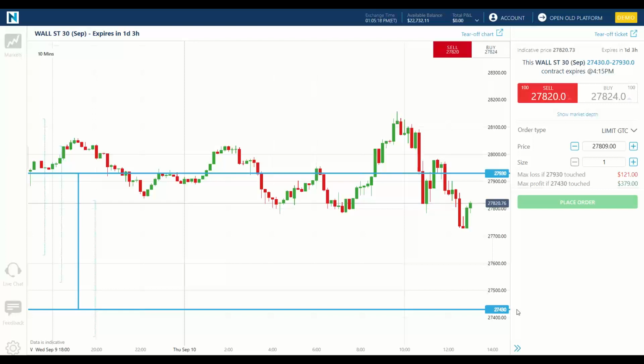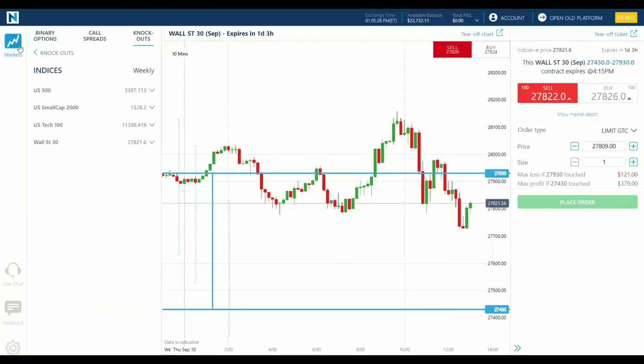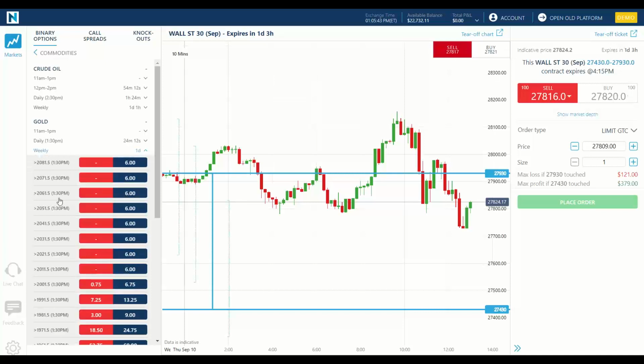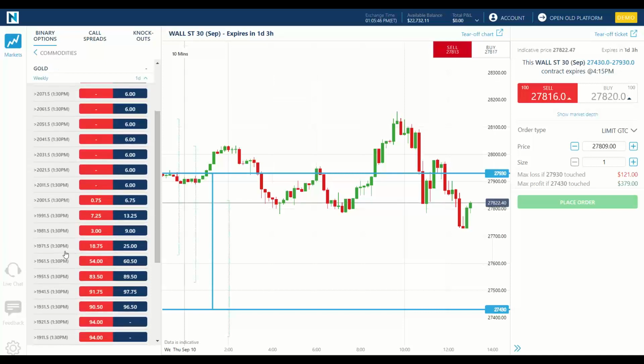All right, I am now going to jump over to binary options, because binary options are different. When I click on this little markets pane, it'll bring up my products page, and I'm going to click on binary options. For binary options, I'm going to jump into commodities, and let's do gold. Why not? I'm going to choose a weekly contract for gold.